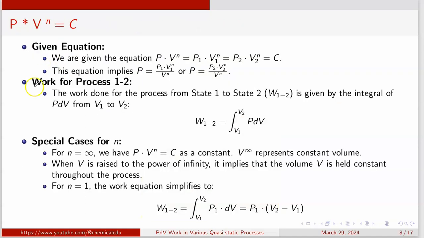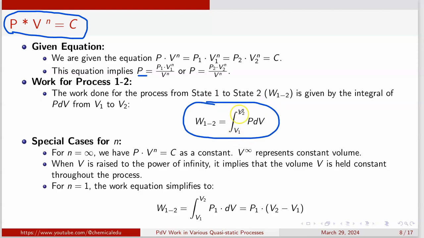Now if it is a polytropic process, it means P into V to the power n is equal to C. Here the equation is P V1 to the power n equals P2 V2 to the power n equals C. That is called a polytropic process. So P equals P1 V1 to the power n by V to the power n, or P2 V2 to the power n by V to the power n. Now we already know the work done from state 1 to state 2 is the integral from V1 to V2 of PdV.